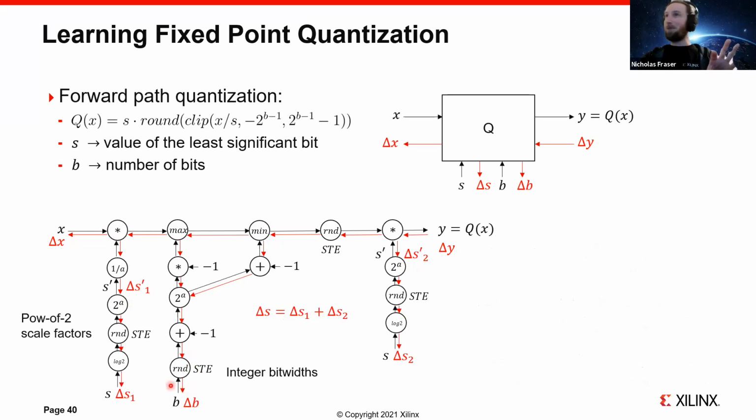So for the bit width, adding in another rounding operator, which you already know how to deal with, the straight-through estimator, and bam, we have integer bit width, we have gradients that are calculated for the bit widths. Let's say if we wanted power of 2 scale factors, now we can just add in some extra functions to make sure that we come out with powers of 2, so log 2 and 2 to the power of here. And again, the only one that's not semi-differentiable is another rounding function. We already know how to deal with it, right?